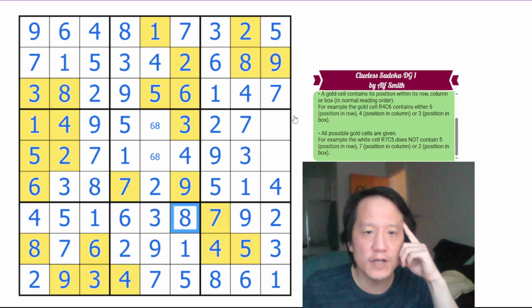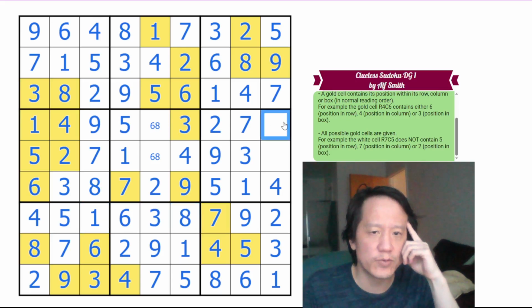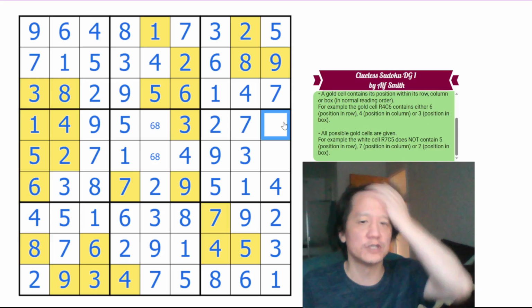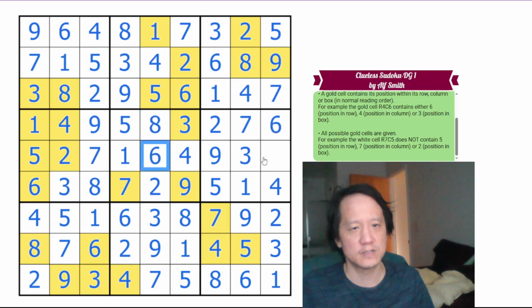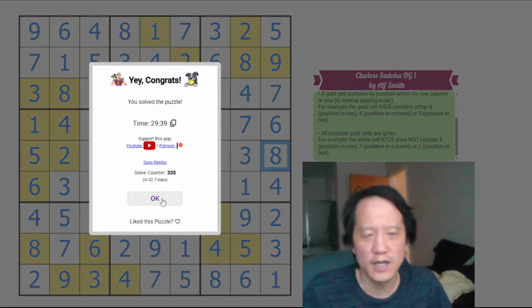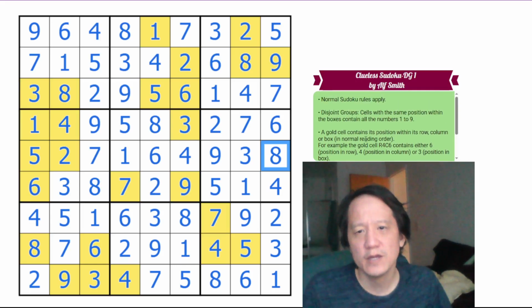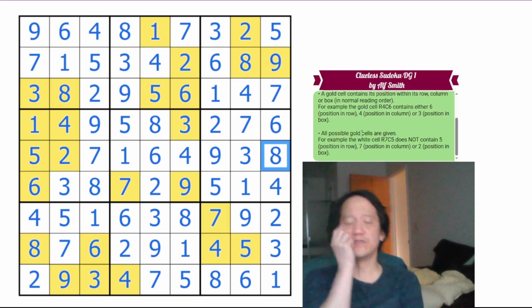We have an 8 already in the upper right-hand position, so this cannot be 8. And the 6 or 8, so this must be 6, which makes this 8, which makes that 6. That makes this an 8. And that's the solution. Yeah, I don't know if I would consider this very easy.